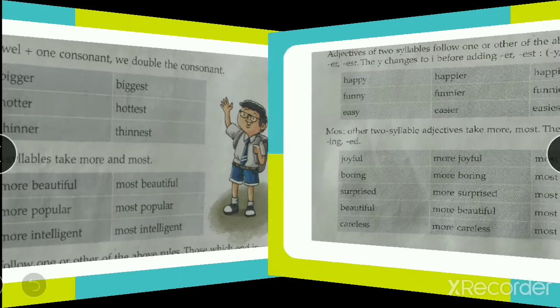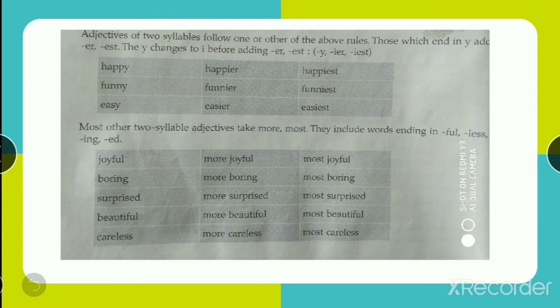Okay. Now come to the next box. Adjectives of 2 syllables follow one or other of the above rules. Those which end in Y add ER or EST. The Y changes to I before ending ER or EST. Okay, so even if it is a 2 syllable, the above rule is followed. If you have a word ending with Y, then what you have to do? You have to remove Y, you have to add I instead of Y. What do you have to add? I, and then remaining ER or EST.